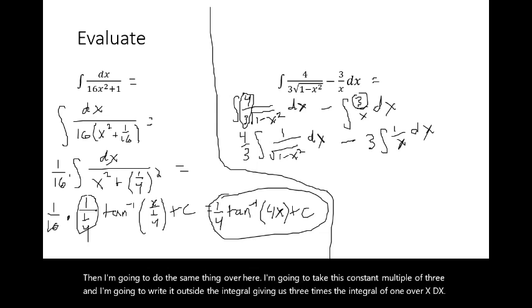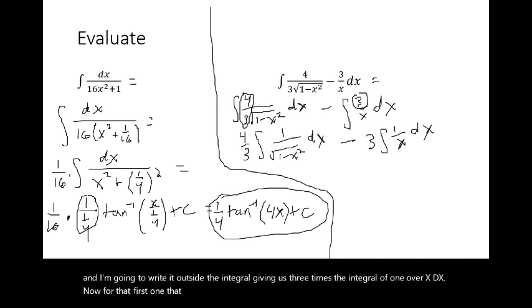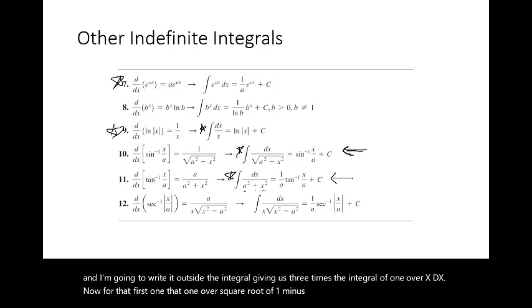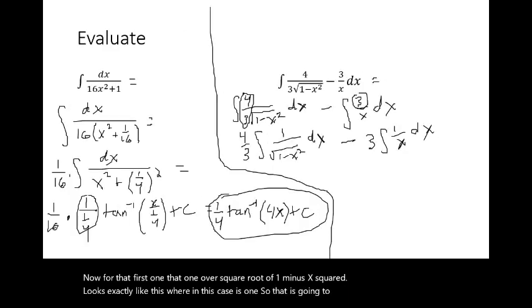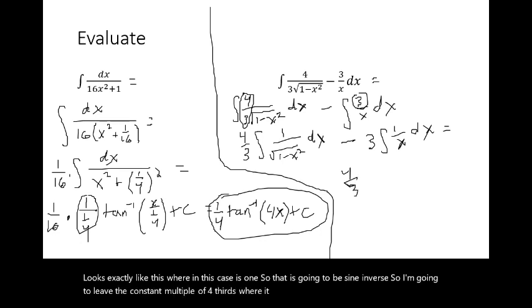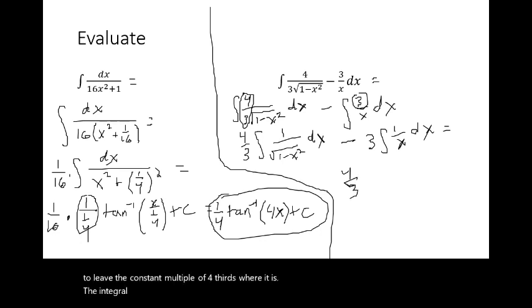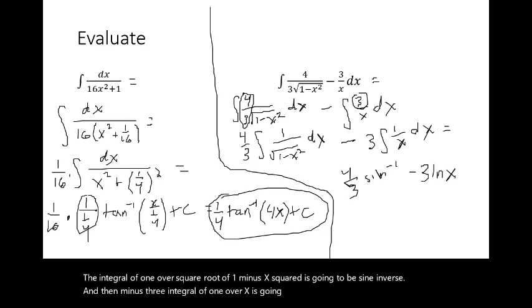Now for that first one, 1 over square root of 1 minus x squared looks exactly like this, where a in this case is 1, so that is going to be sine inverse. I'm going to leave the constant multiple of 4/3 where it is. The integral of 1 over square root of 1 minus x squared is going to be sine inverse. And then minus 3 times the integral of 1 over x, which is going to give us natural log of x plus c.